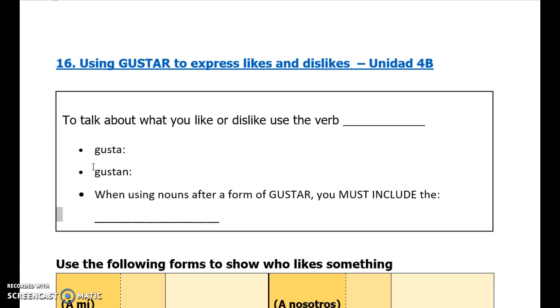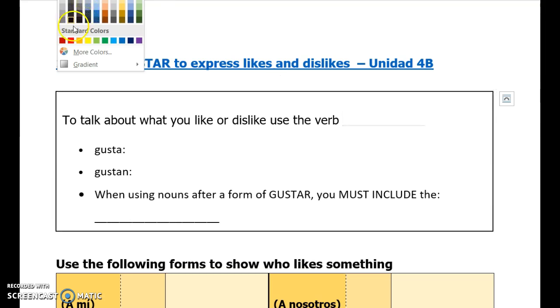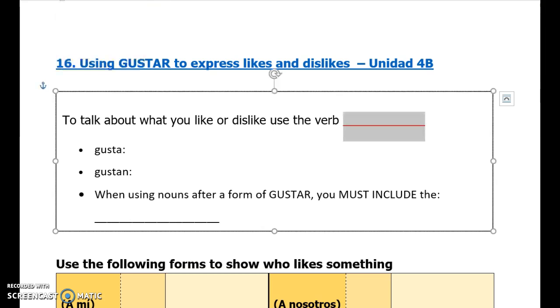So we're going to take what we learned last year with the verb gustar right here, and we're going to extend it a little bit. So first things first, when we talk about what we like or dislike, we use the verb gustar. Here's the thing. Gustar is an AR verb. See, it ends in AR.